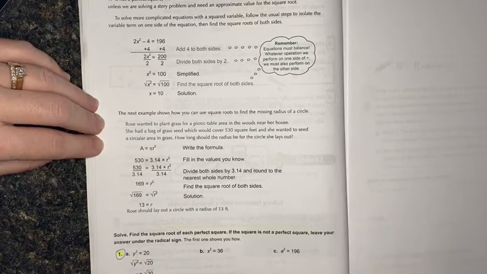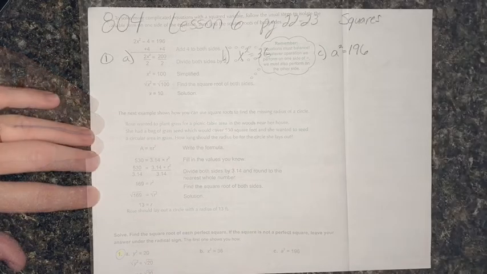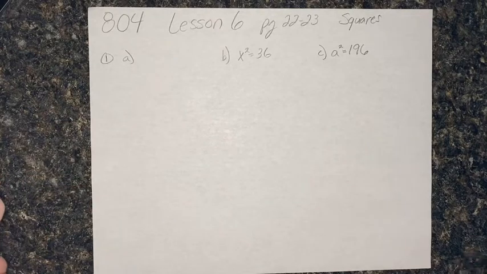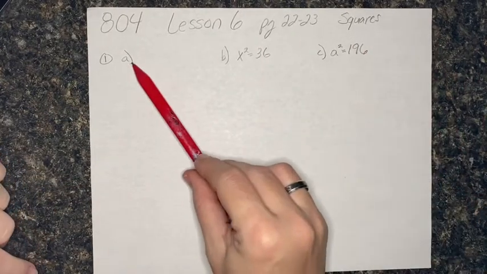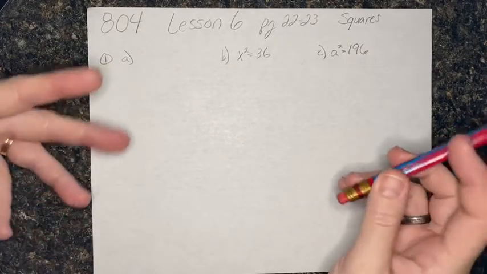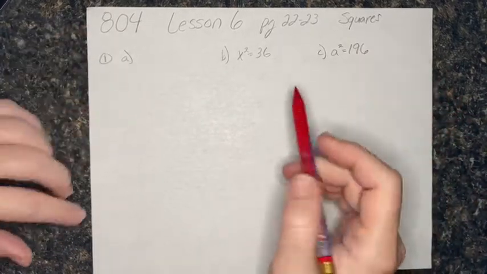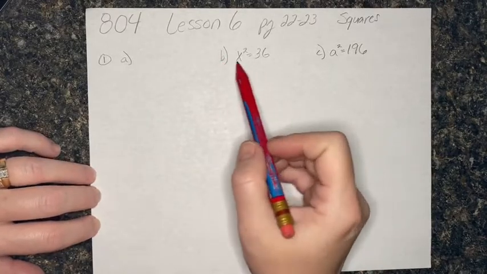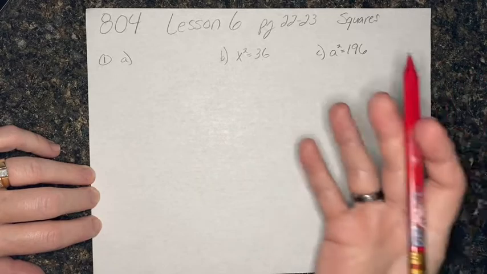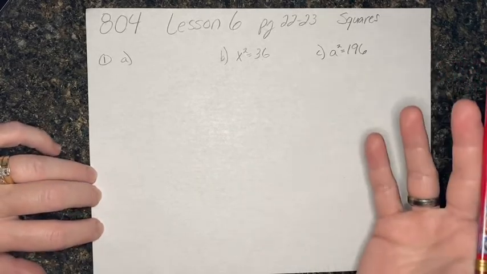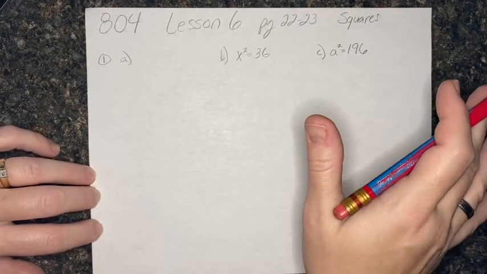Okay, let's do some of these problems. So we're in book 4, lesson 6, on pages 22 and 23. Problem 1A is done for you, so I'm not going to do it again. But let's look at problem B. In problem B, we're given x squared equals 36. Well, we want to solve for x. We need to get x by itself. It's a super loner. It doesn't like friends.